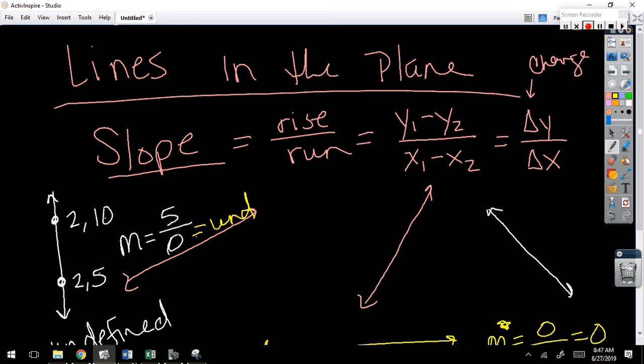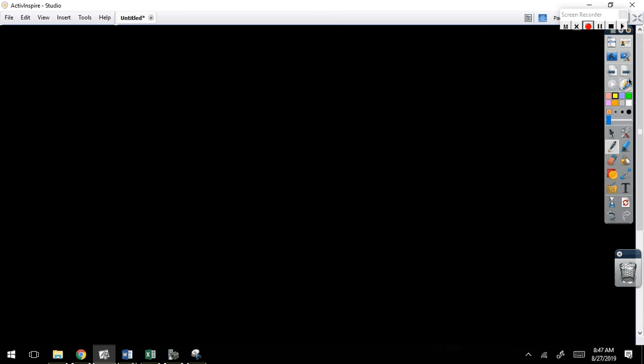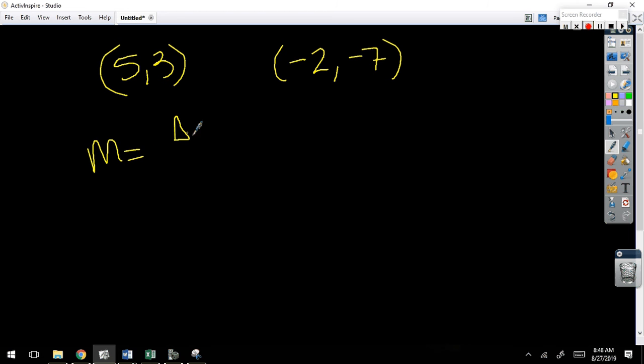Let's say, see, I told you today was easy. Let's say I told you that 2 points on a line were 5, 3, and -2, -7. What is the slope of that line? Let's find out. Remember, Y goes on top. It's change in Y divided by change in X. Does it matter which point you start with? No. It doesn't matter what point you start with on the top as long as you start with that same one on the bottom.